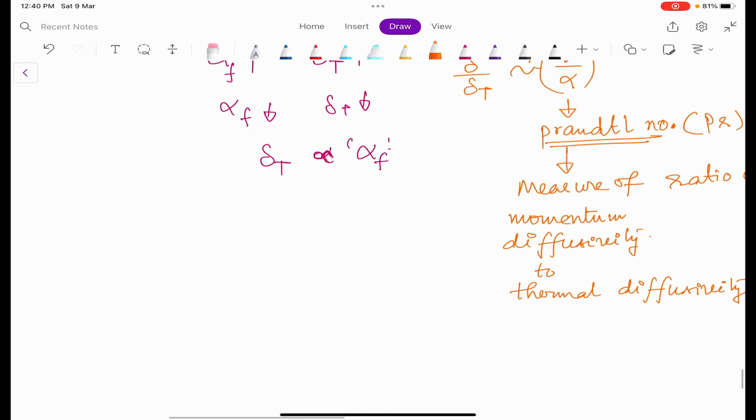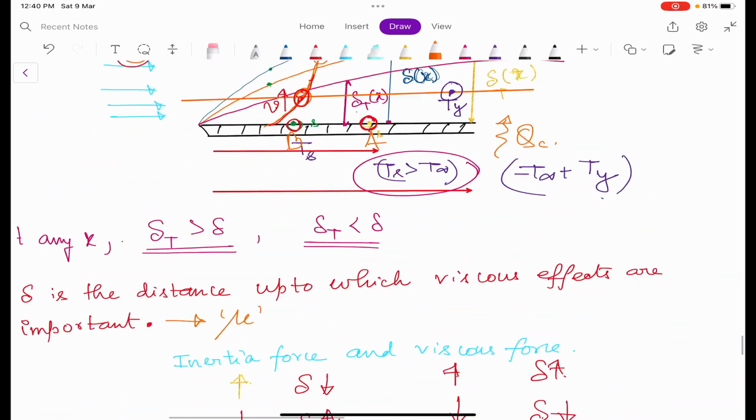This is very important to understand, the Prandtl number and why it is so, and at the same time you should understand the significance of nu and also the significance of alpha. All these non-dimensional numbers and the properties, you have to understand their significances. Those are very important.